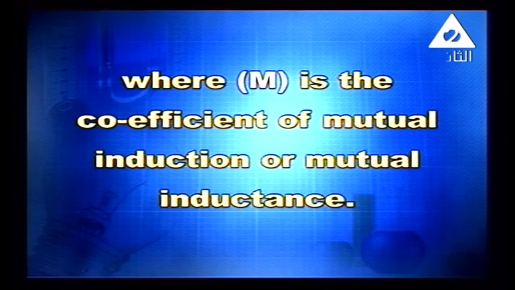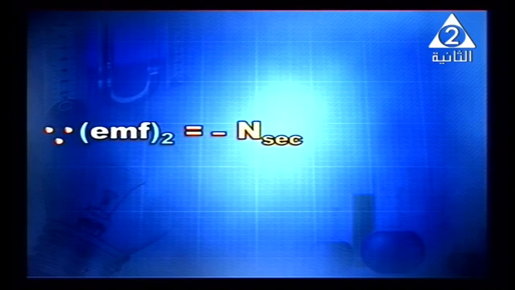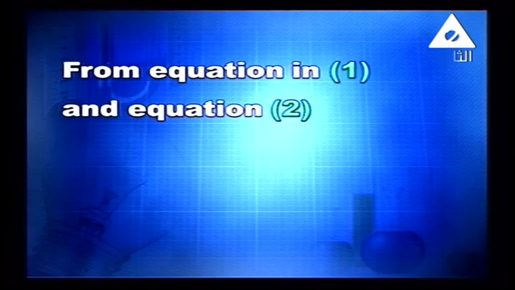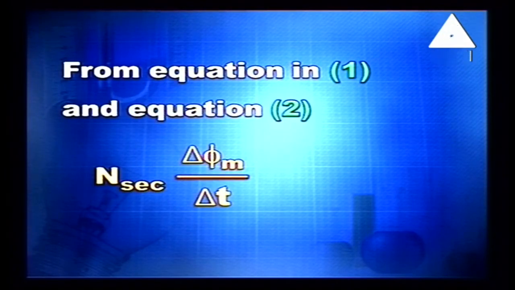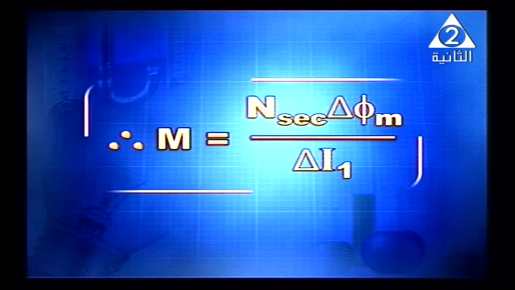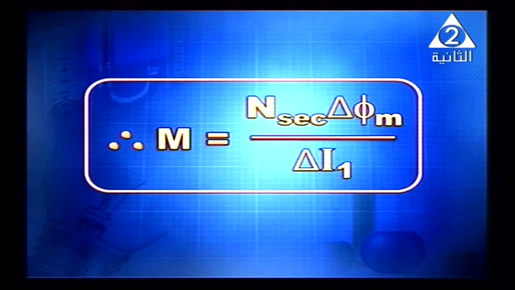As I said, M is the coefficient of mutual induction or mutual inductance. Since EMF from Faraday's law is equal to negative number of turns on the secondary coil, delta phi magnetic over delta T, from equations 1 and 2 we can say in the secondary, N delta phi magnetic over delta T equals M delta I over delta T. Delta T will be crossed out, so M is equal to N secondary delta phi magnetic over delta I1, where I1 means the current in the primary.